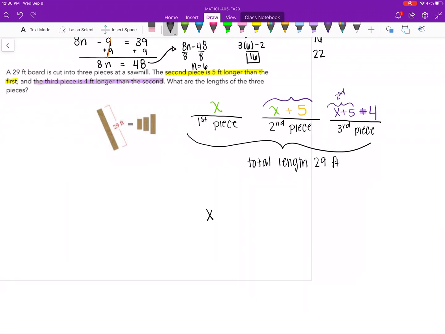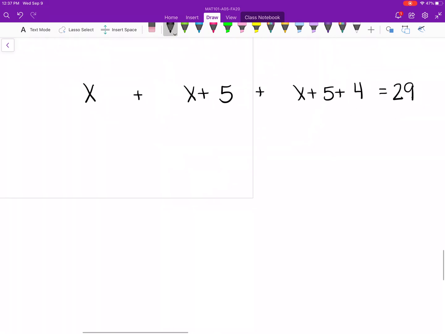So the first piece, X, plus the second piece, X plus 5, plus the third piece, X plus 5 plus 4, and that has to equal 29 feet total. So I'm going to combine like terms. I've got X plus X plus X, which is going to give me 3X, and then I've got 5 plus 5 plus 4, so that's going to give me 14, and that has to equal 29.